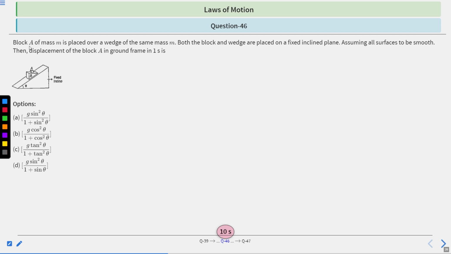Question 46. A block A of mass m is placed over a wedge of the same mass m. Both the block and wedge are placed on a fixed inclined plane. Assuming all surfaces to be smooth, the displacement of block A on the ground in 1 second is? Which option is correct, A, B, C, D? You have 10 seconds to solve this question. After 10 seconds, we will provide the solution.